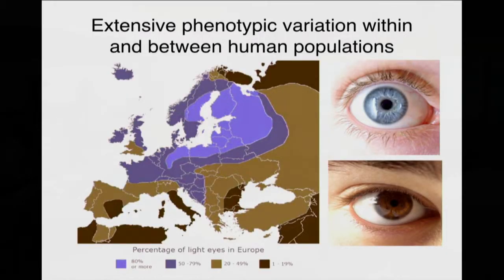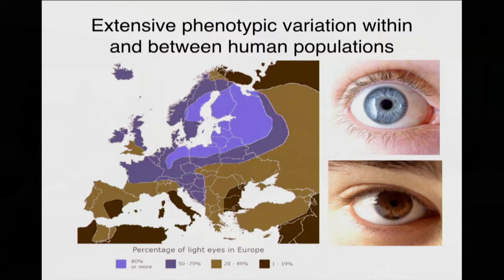And so what I'm showing you here on this slide is a map of Europe. And in blue here, I'm showing the percentage of people that have blue eyes. And so here's a blue eye, a nice, large, creepy, and a brown eye staring at you. So here's the percentage of people living in this part of Europe that have blue eyes. The really light blue is 80% or more, and the dark brown is 1 to 20%.